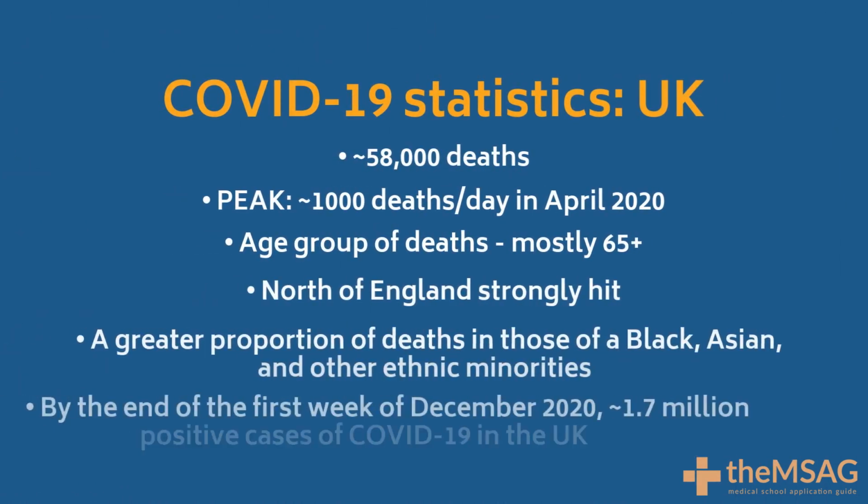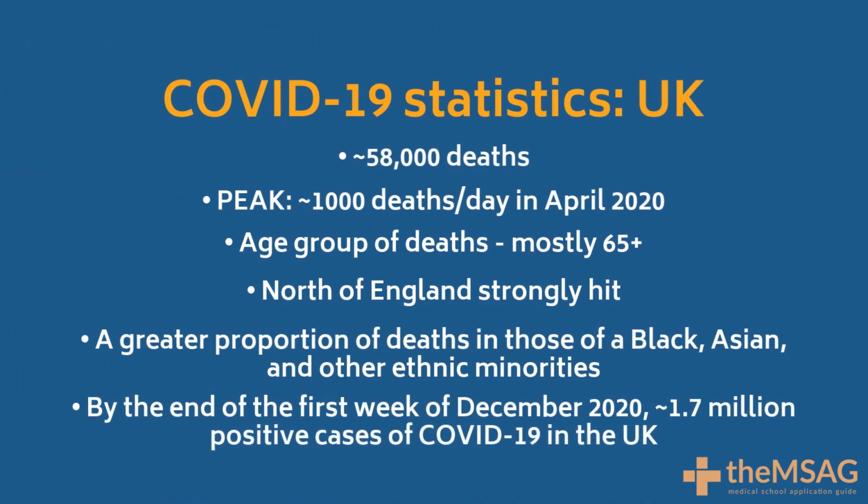There have tragically been around 58,000 deaths from COVID-19. In the early weeks of the pandemic, deaths doubled every 4 days, peaking at around 1,000 deaths per day in April. The deaths have mainly been seen in people over 65 years old. The north of England was particularly badly hit by COVID-19 deaths. In the UK, a greater proportion of deaths due to COVID-19 has occurred in those of Black, Asian, and other ethnic minority backgrounds. By the end of the first week of December 2020, there have been about 1.7 million positive cases of COVID-19 in the UK.